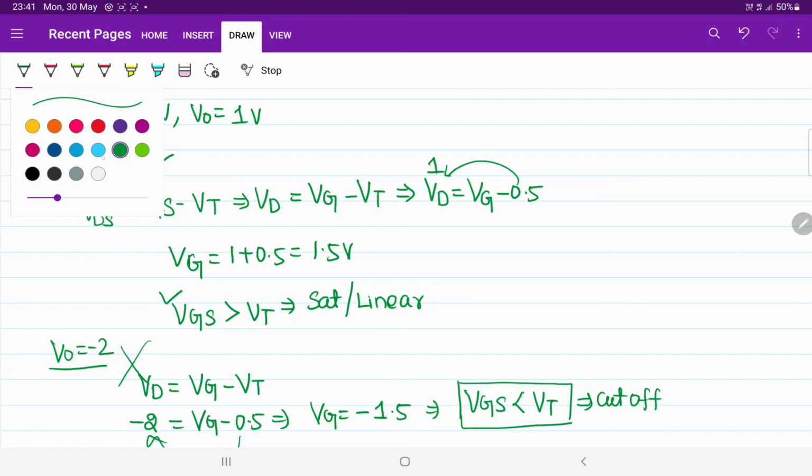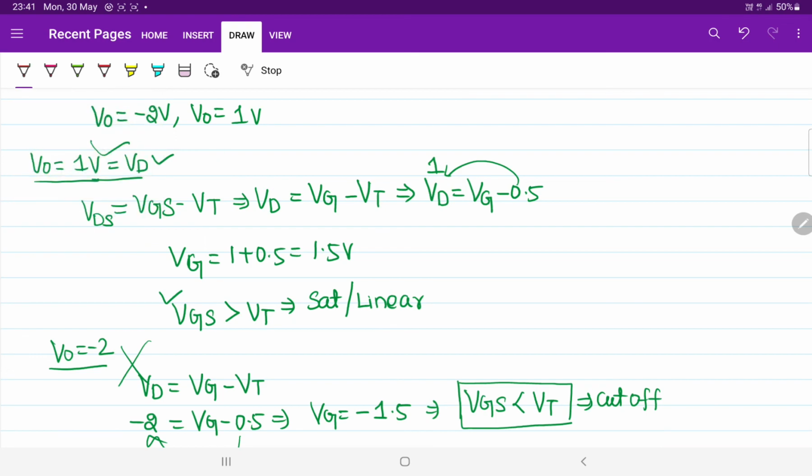If the output voltage is 1 volt, then what is the input voltage? We already found the answer. See there, VG is nothing but the input voltage. Yes or no? From here I can say the value of Vg equals Vd plus 0.5, Vd is 1, so the overall answer will become 1.5 volts. So what is the correct answer? Input voltage Vin is equal to 1.5 volts.